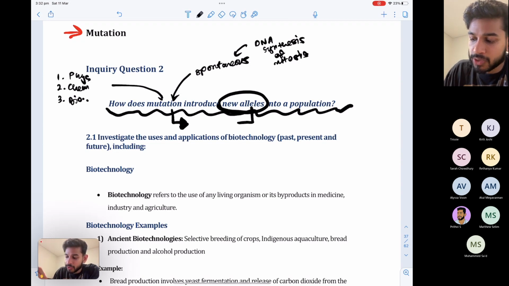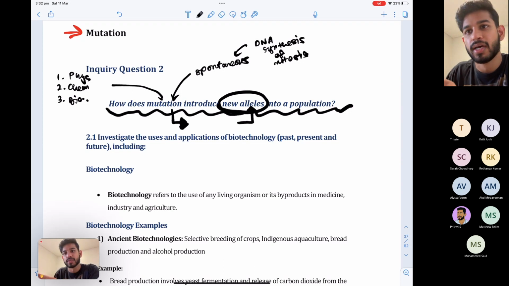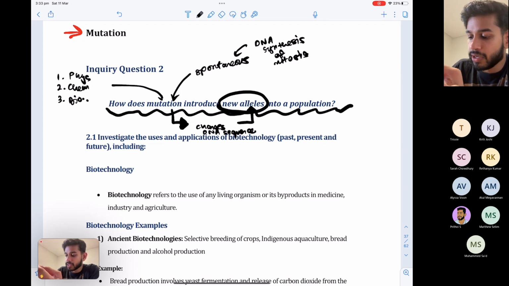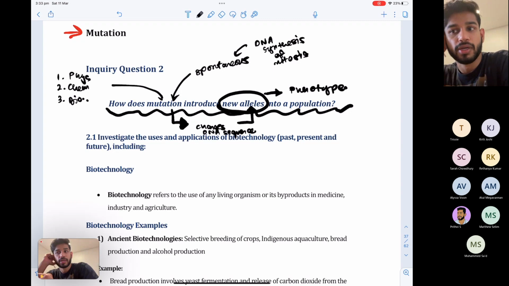but how does a mutation cause new alleles? It's a very simple point, but you all need to say mutation changes the DNA sequence, which leads to new alleles, and then you can link that to change in phenotype in a population. Okay, good. So we've answered this inquiry question. Does anyone have any questions about how mutation introduces alleles into a population? Good, good. All right.